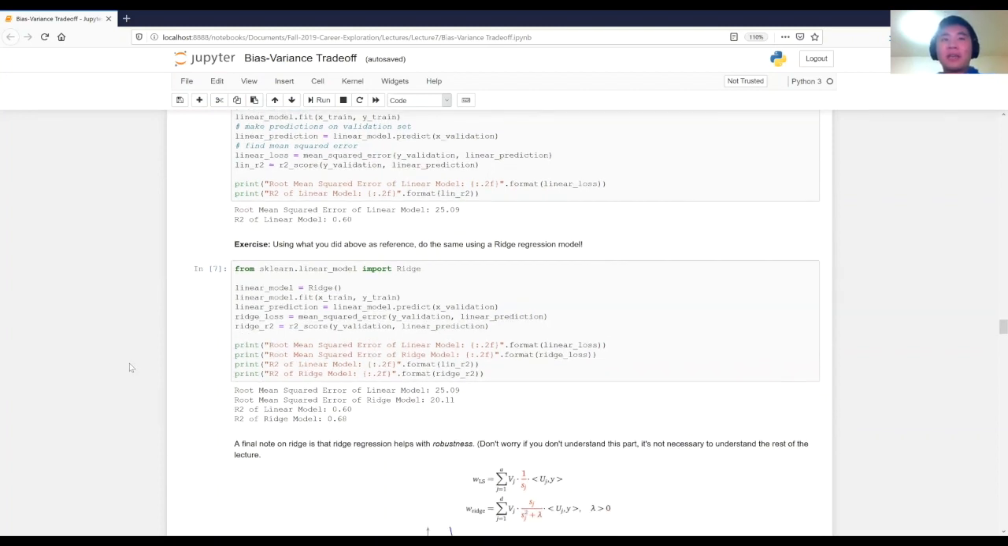So the key takeaway here is that ridge regression, if you select your value of lambda carefully, often outperforms linear regression in terms of validation and test accuracy.